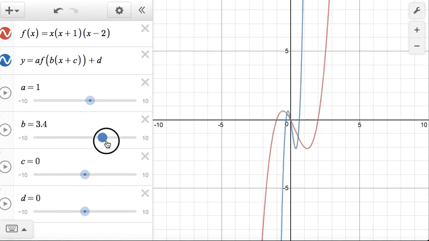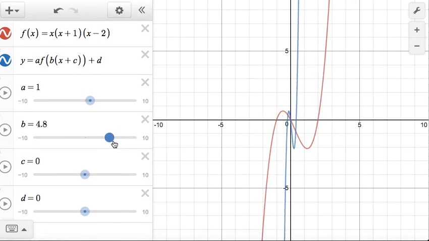Likewise, if I take a big value, we can see that those x-intercepts have gotten very close to the origin here. So what's going on there is we're compressing the function horizontally. So again, the big key I want you to remember is for a big value of b, the function is compressing horizontally. For a small value of b, the function is expanding horizontally.